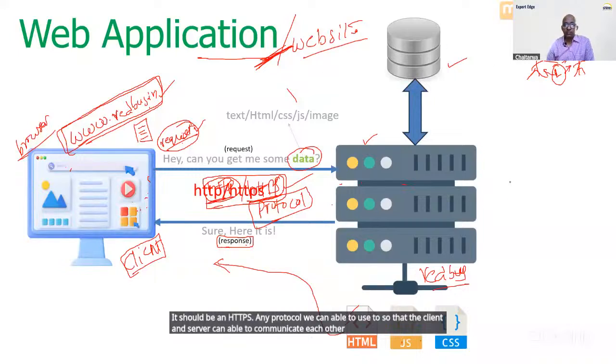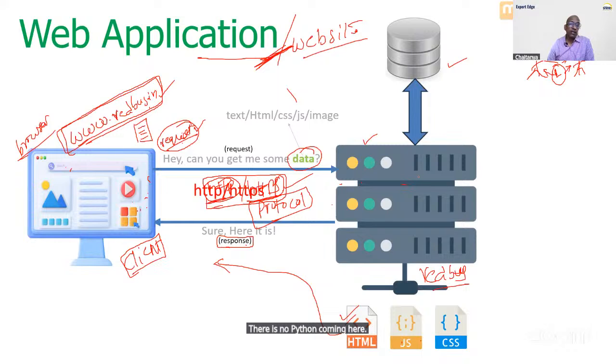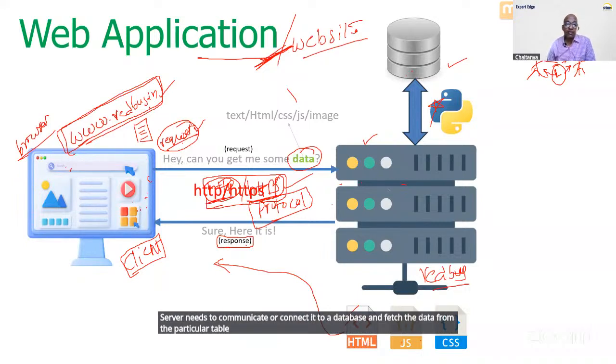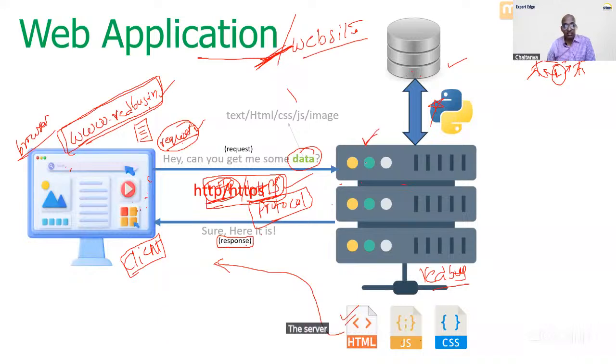So in this whole picture, where does a programming language like Python come in? It may seem there is no Python here, but yes, Python is coming at this place. What I mentioned: when the server receives the request from the client, the server needs to connect to a database and fetch the data from a particular table, and the collected data is inserted into a new response object. Inside the response object, the server keeps all the collected data from the database and sends the response object to the client.